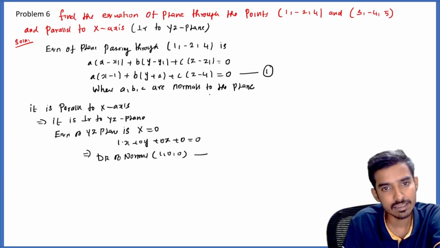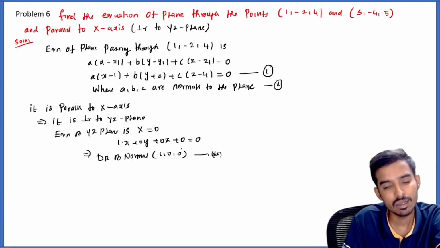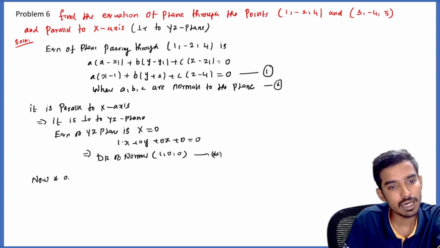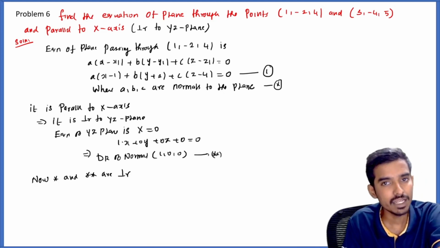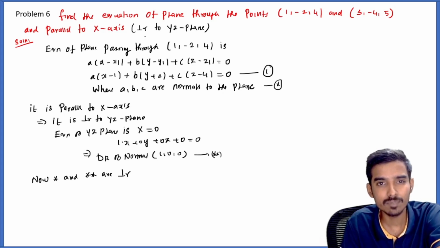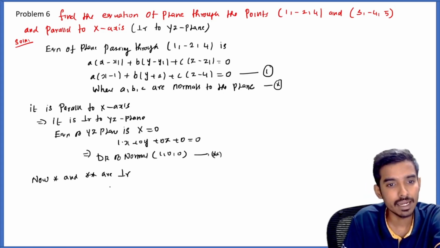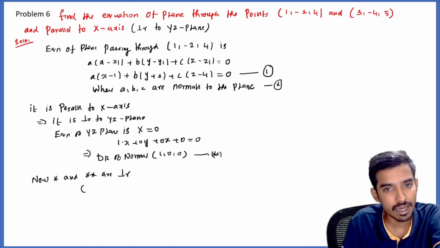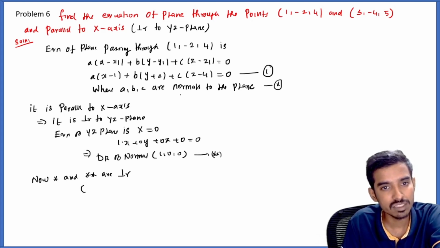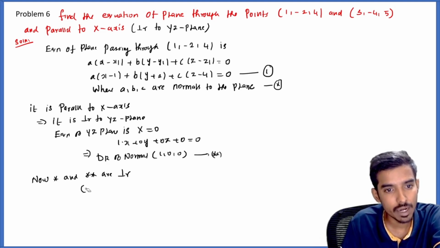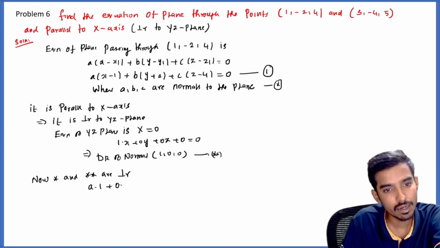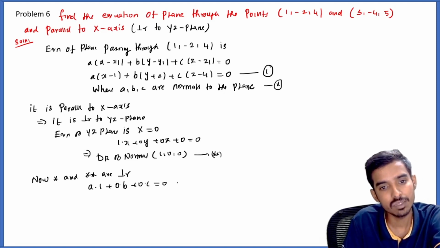Let's call this star, and call this double star, right? Now, star and double star are perpendicular, because we need to find an equation of a plane passing through this point and parallel to x, which is the same as perpendicular to the YZ plane, right? So these two are perpendicular. That means a, b, c is the normal of this plane, and 1, 0, 0 is the normal of the second plane. So we have a into 1 plus 0 into b plus 0 into c is equal to 0.